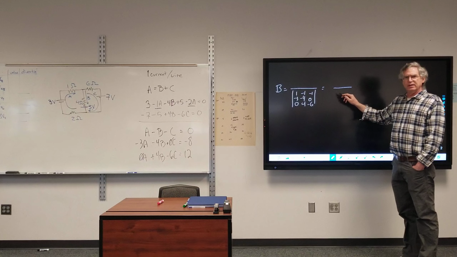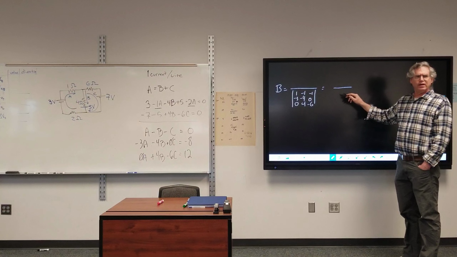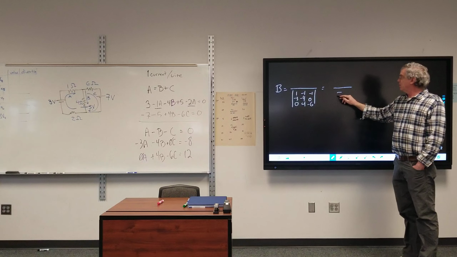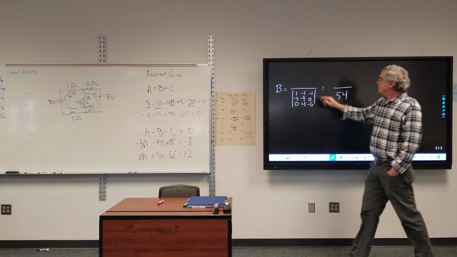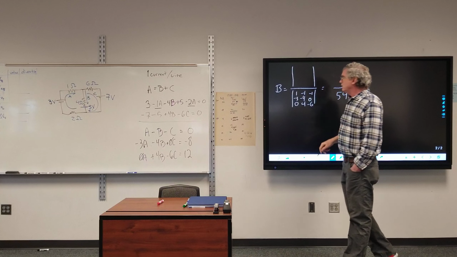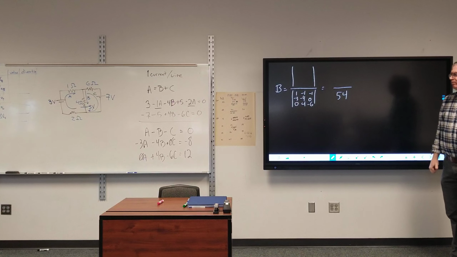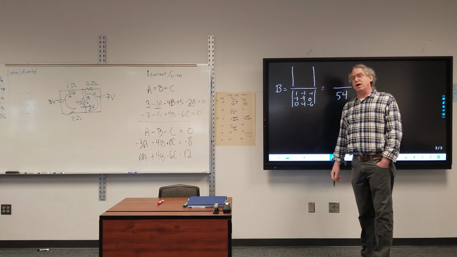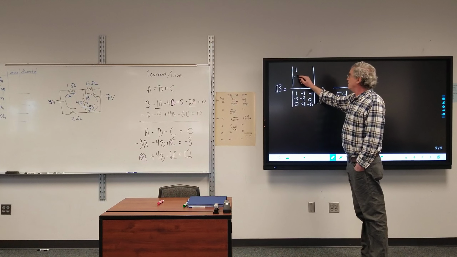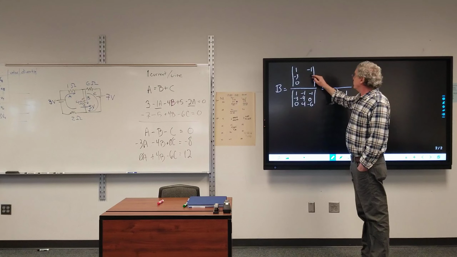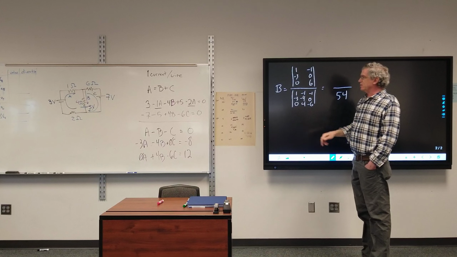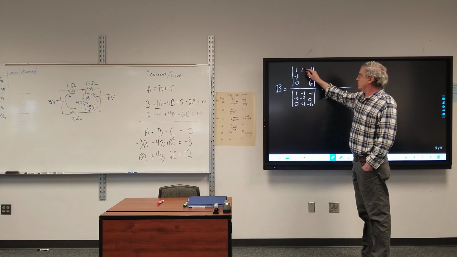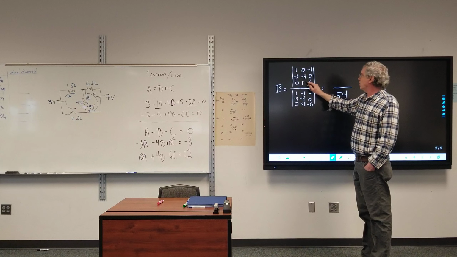And I get, what was the denominator for A? 54? All right, my numerator, since B is the middle variable over there, I will put in my constants for that column. So I have 1, -3, 0, -1, 0, 6. So those remain the same as the denominator, and then I put in a 0, -8, 12.